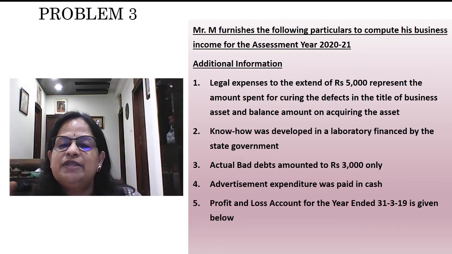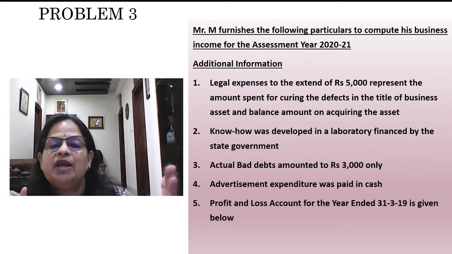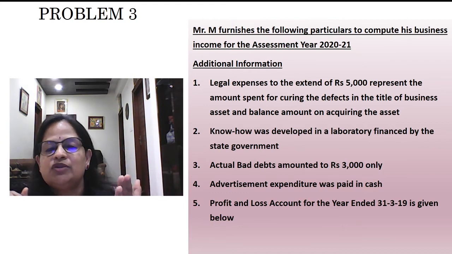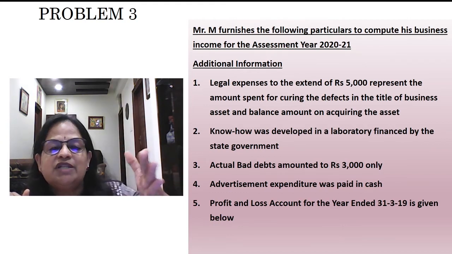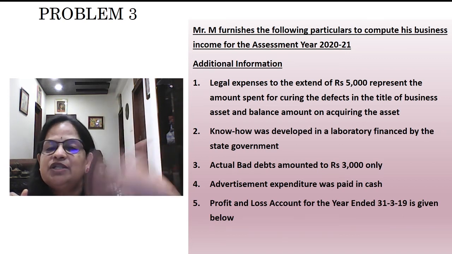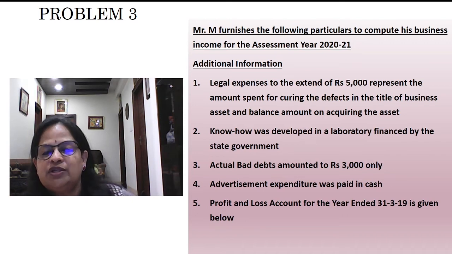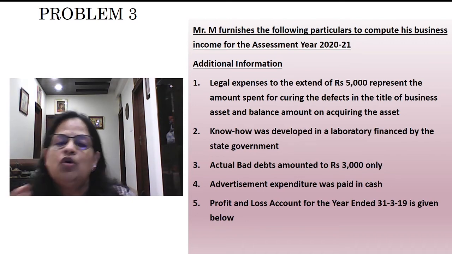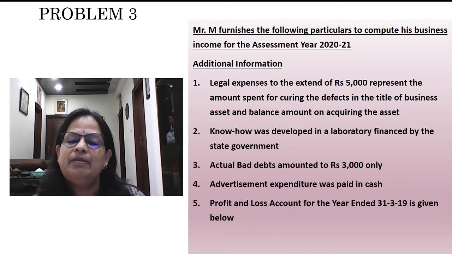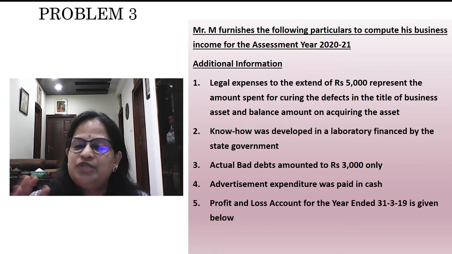So if the actual depreciation is not given, we have to calculate 25%. In the first module, I have given the rates of depreciation. Actual bad debts amounted to 3,000. So whatever is given in the profit and loss account, we will disallow. Along with depreciation, actual depreciation, we will allow 3,000. Advertisement expenditure was paid in cash. Usually now all the payments are made by cheque. If any payment is made by cash, we will disallow that item. Audit objection will be there.